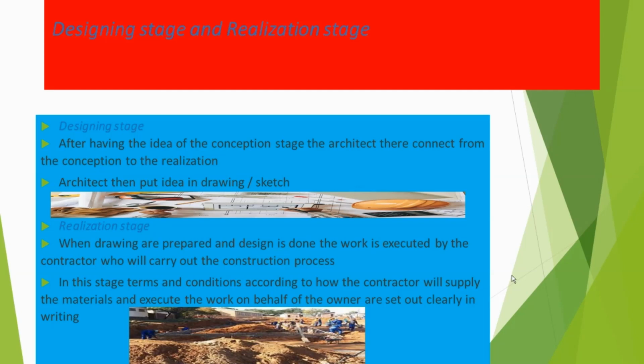Then the last stage we have is the realization stage. It's where the drawings are prepared and design is done. The work is executed by the contractor who carries out the construction process. In this stage, the terms and conditions according to how the contractor will supply the materials and execute the work on behalf of the owner are set out clearly in writing.